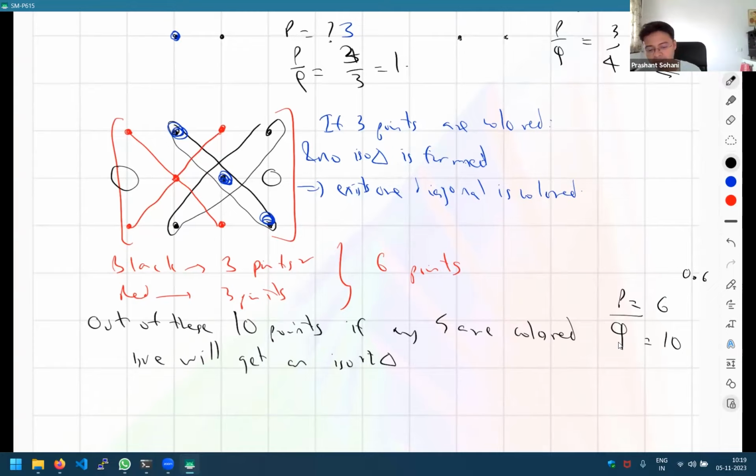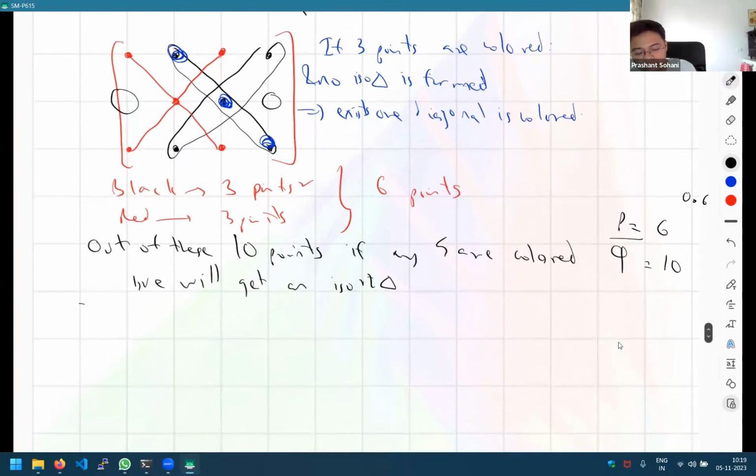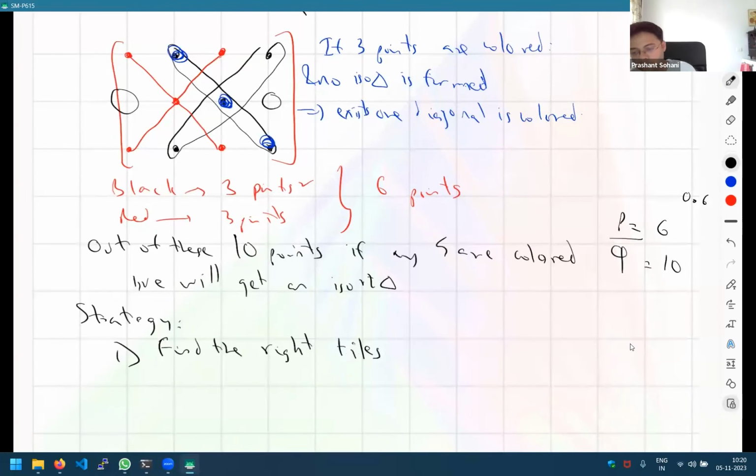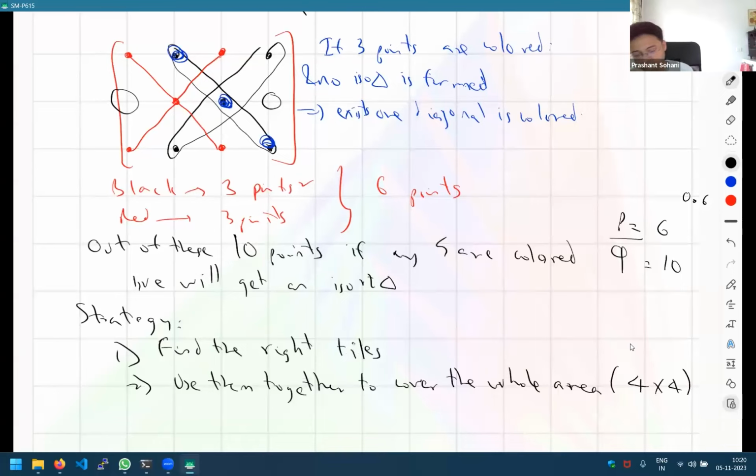Okay. So basically, what I'm trying to say is the strategy, right? The strategy for this question is: find the right tiles. Then use them together to cover the whole area. So whole area means in our case it is the 4x4 grid. Okay. So there is some trial and error involved. Which is the tile you will use, how will you cover the board? But that is the main idea.